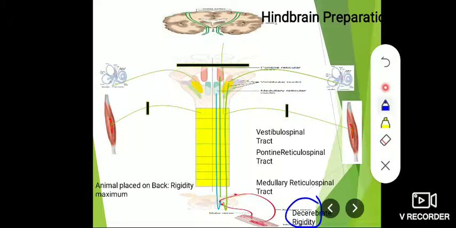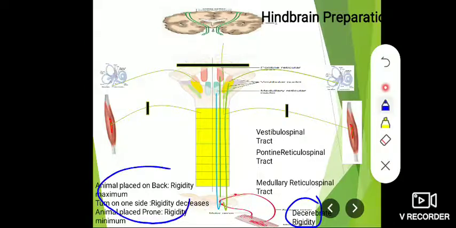Now if you see this animal, if it is placed on its back, rigidity is maximum. When it is turned on one side, rigidity decreases. When the animal is placed in prone position, rigidity is minimum. Actually when we are lying down on the bed, turning on different sides, our tone automatically changes. Muscle tone changes with our body movements, but we don't feel it. The reason is that we are under cortical influence, and because of the influence of so many reflexes, they are not visible. But in a hindbrain preparation, where the effect of the cortex is gone, you will see all these are present.